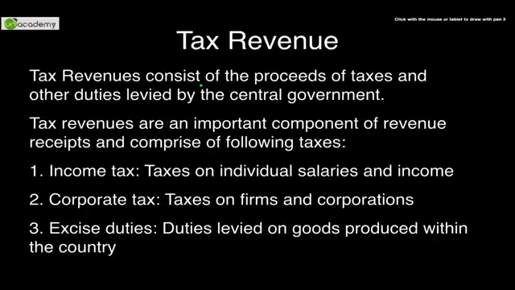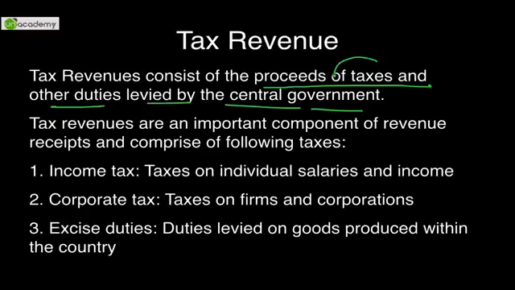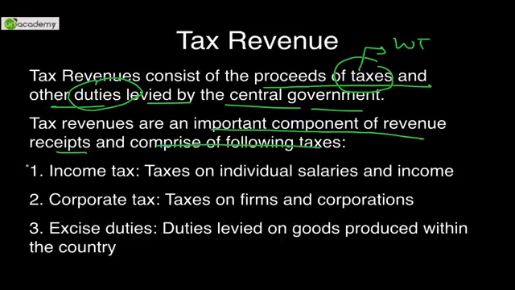So, what are tax revenues? Tax revenues consist of the proceeds of taxes and other duties levied by the central government. Taxes, as we had discussed, are wealth tax, income tax, etc. Duties can be customs duty, excise duty, additional customs duty, special additional duty, anti-dumping duty. There are hundreds of duties existing in this country. So tax revenues are an important component of revenue receipts, comprising the following taxes. Now this is a very brief introduction of taxes. The rest would be understood when we do the Indian taxation regime.